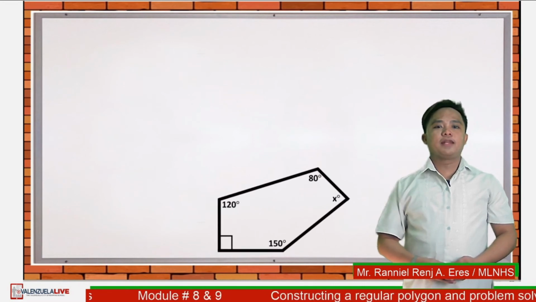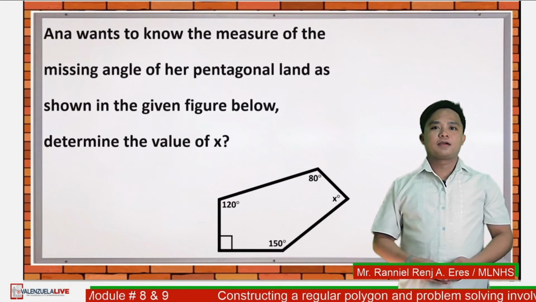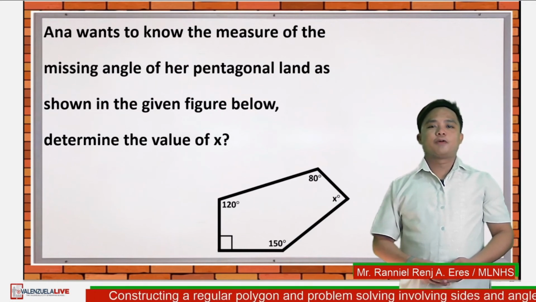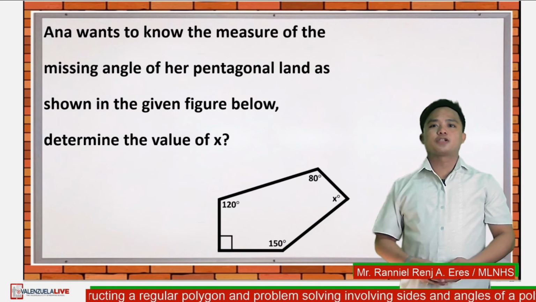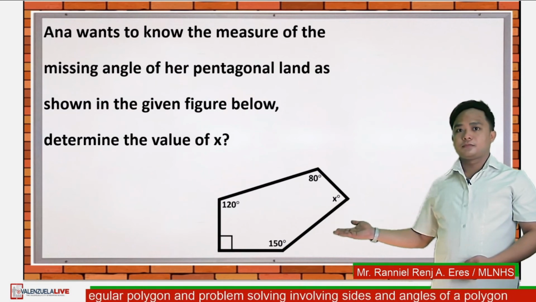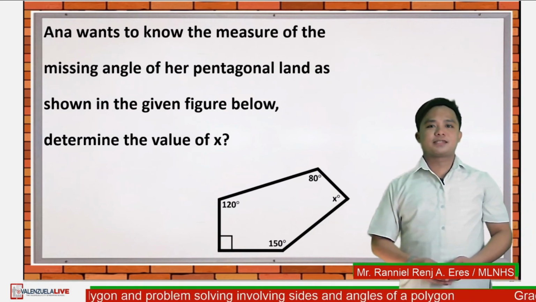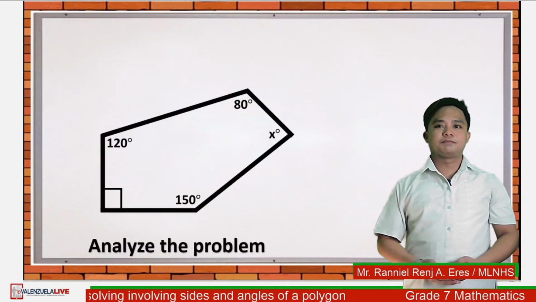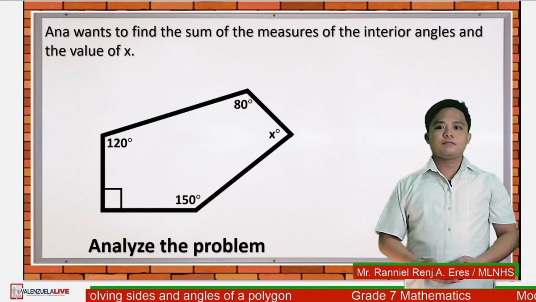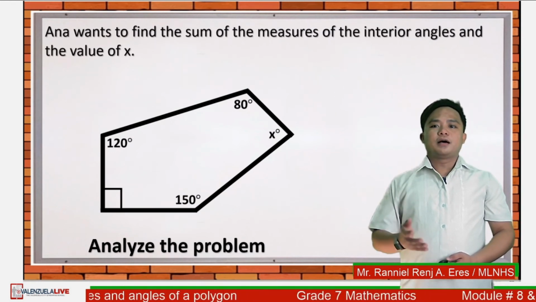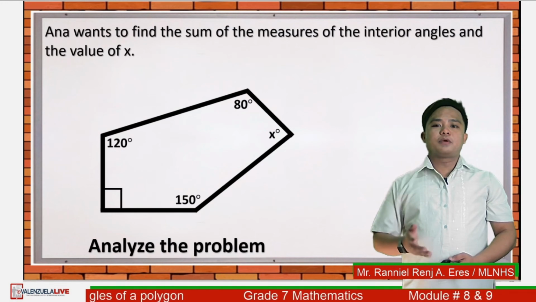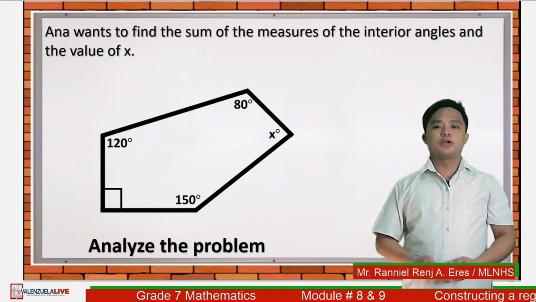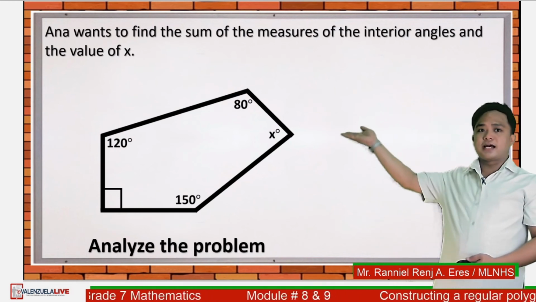Are you ready for our last problem? Okay. Anna wants to know the measure of the missing angle for her pentagonal line as shown in the figure below. Let us determine the value of x. Okay, first let's analyze the problem. The only thing that we know is Anna has a pentagonal line and she wants to know the measure of angle x, this angle.